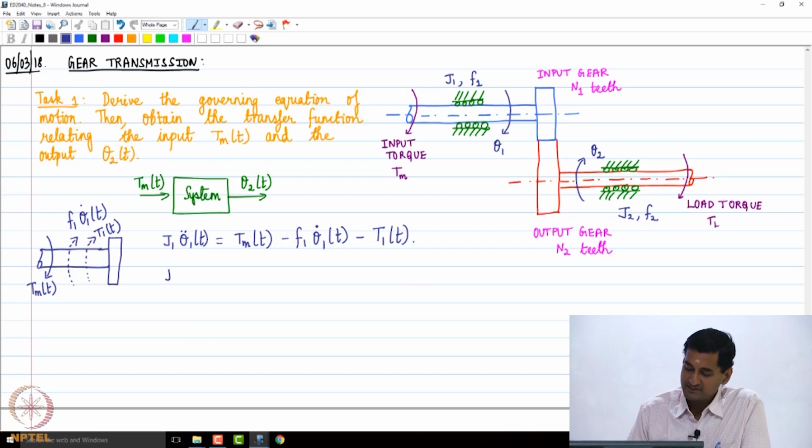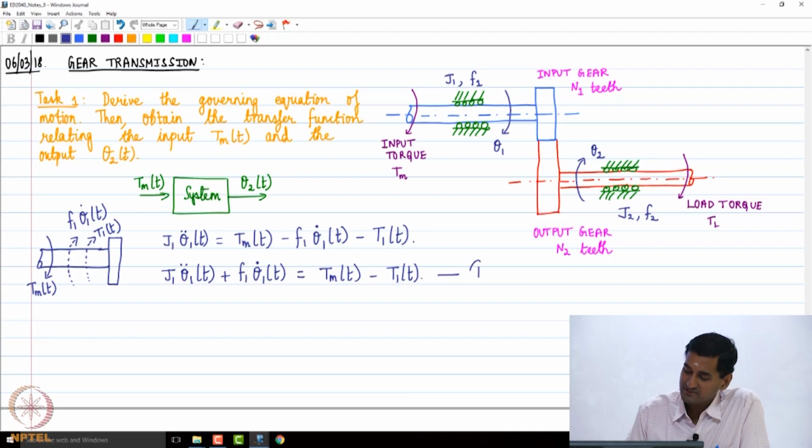So just rearranging these terms, we get the equation as J1 times theta 1 double dot of t plus F1 theta 1 dot of t is equal to TM(t) minus T1(t). Okay, so let's call this equation number 1. That is the governing equation for the input shaft.